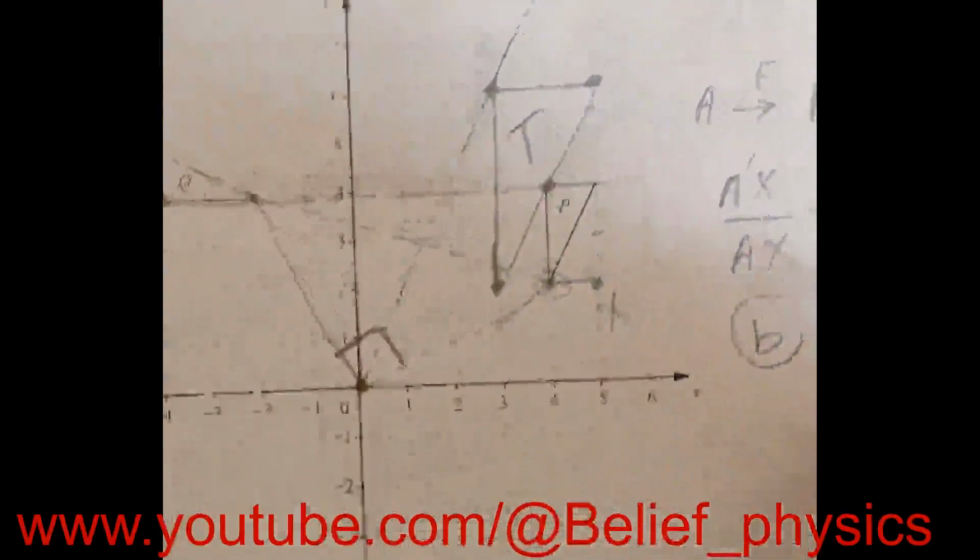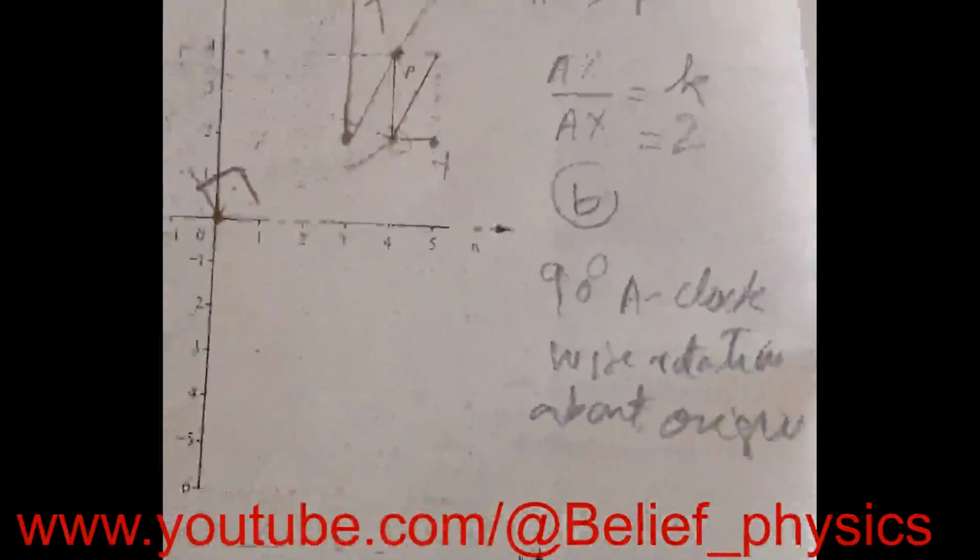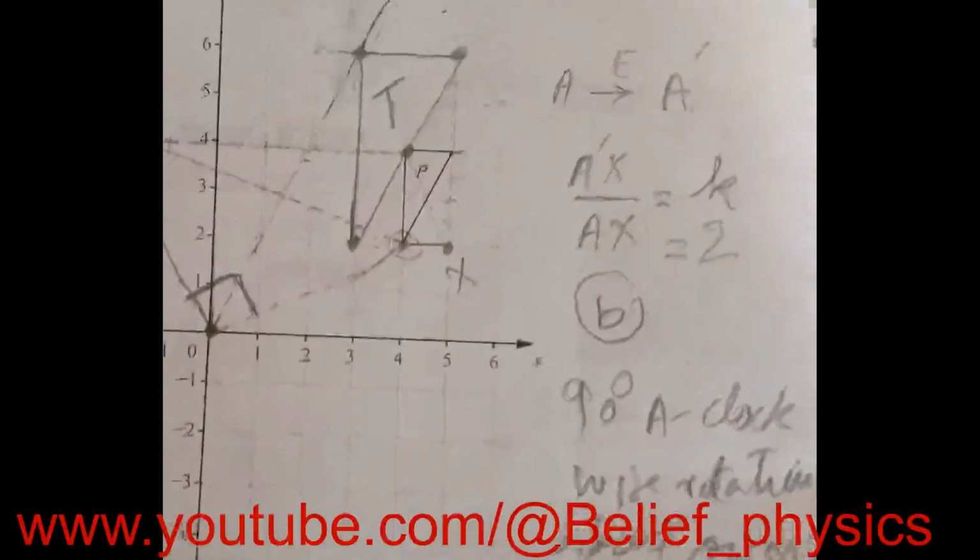So the answer of part B will be 90 degree anti-clockwise rotation about the origin. So the transformation that maps P onto Q is a 90 degree anti-clockwise rotation about the origin. It completes our solution of part B.